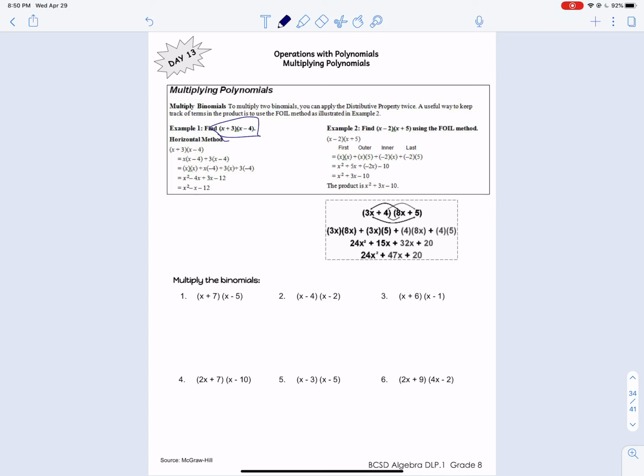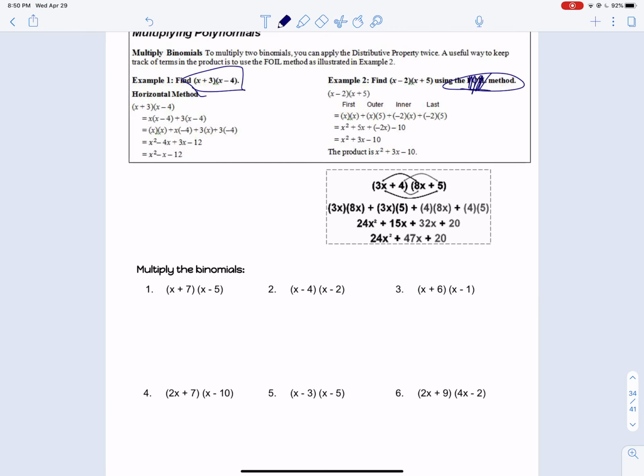And you'll see as we get further along in this packet that this is the only way that's going to work all the time, whereas the FOIL method only works for binomials times binomials. So I don't use it. I don't say it, even though it's the way that I was taught. It's just very limited. So again, I would prefer you not use that because as you'll see on day 15, it doesn't work. So I'll do one real quick, and you guys are really good at this, so I'm not going to spend a lot of time.